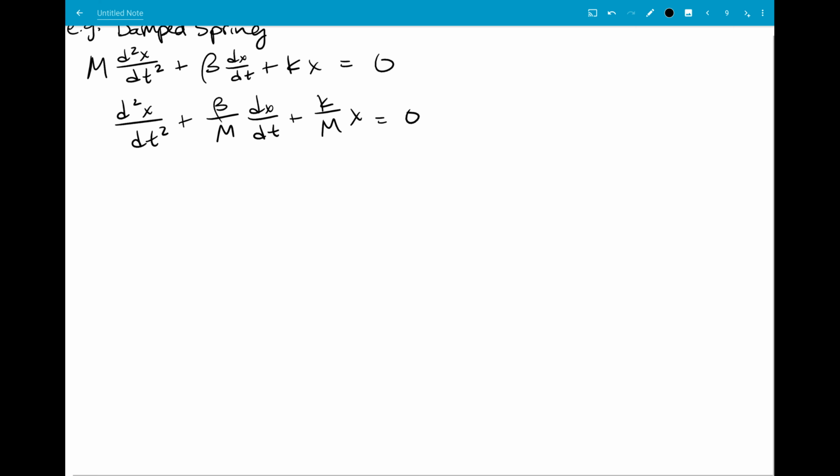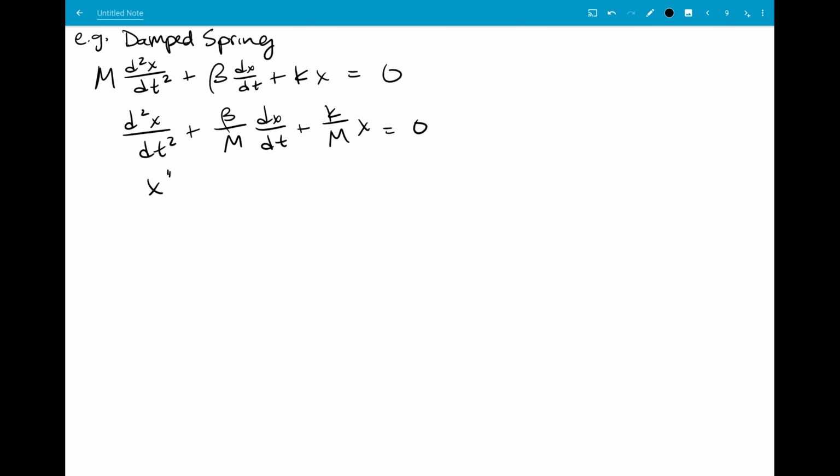And then beyond that, I'm going to introduce some placeholder variables. And I promise it's going to be for a reason later. I'm going to create this new thing called lambda, where 2 lambda is just beta over m. So lambda is beta over 2m. And I'm going to create this thing omega squared, where omega squared is just k over m, or omega is the square root of k over m. And the reason I'm doing that is so that when we factor this auxiliary equation we get from this type of problem, things are actually a little bit neater.